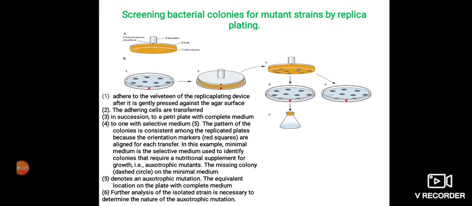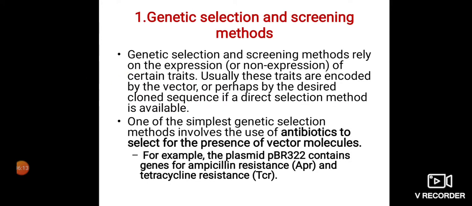So now we keep the master plate separately, and we are going to do all the processing, selection and screening with the replica plate. Now let's get into the first method of screening, that is the genetic selection and screening method. In this method, people are going to use the genetic characteristics, the gene or phenotype, the genotype of that particular organism for the process of screening.